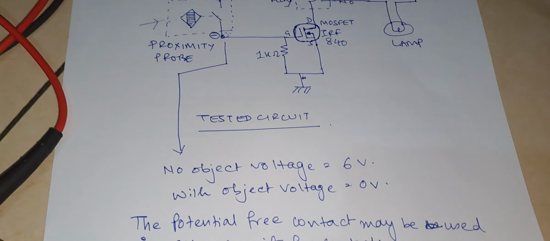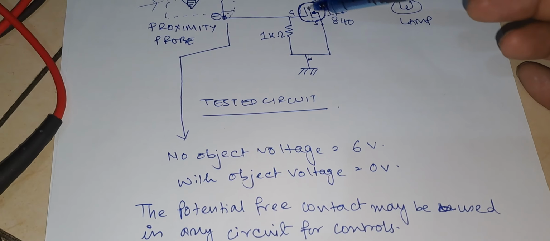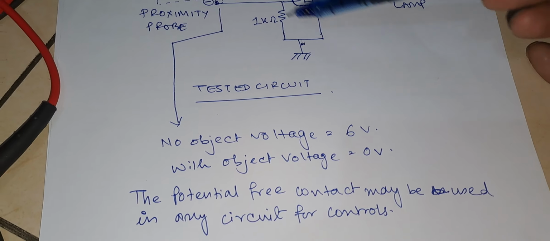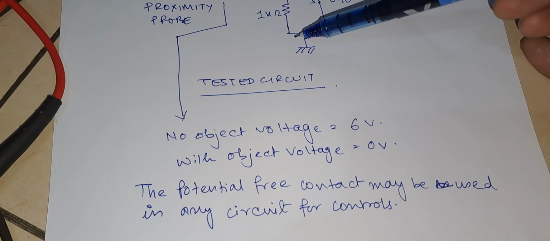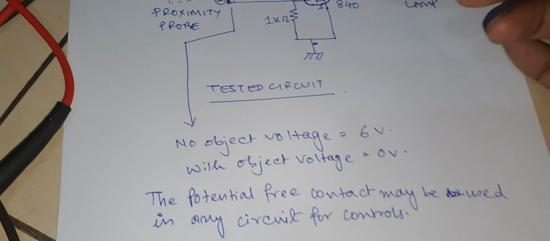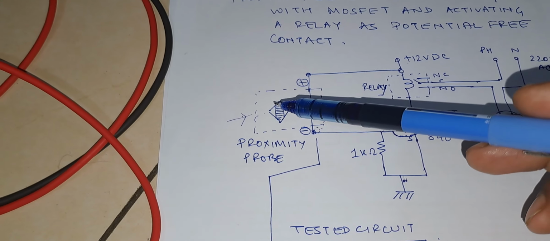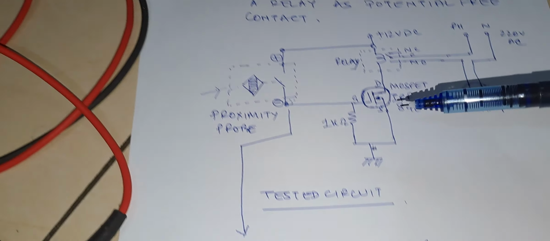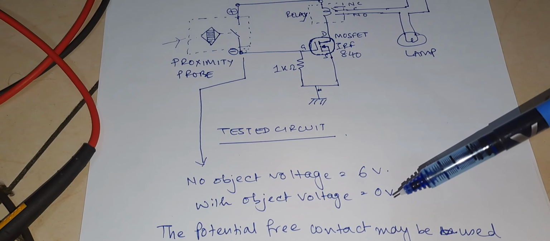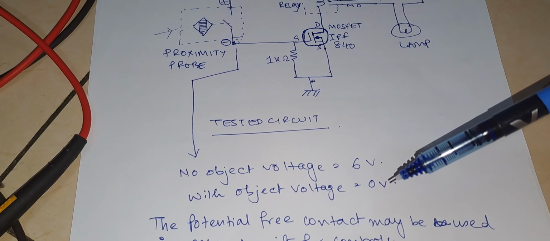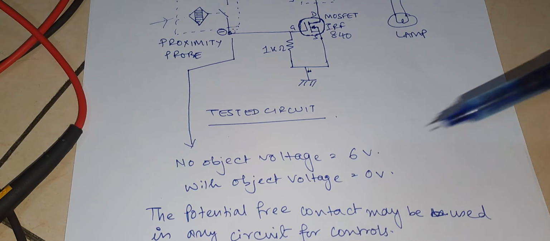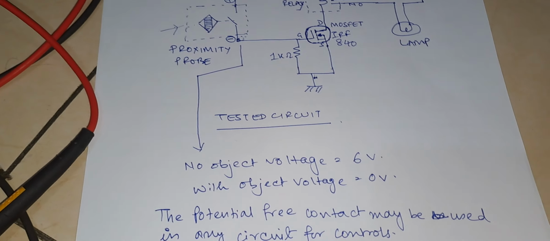What results I have seen is, between the drain and source, between these two terminals, the normal voltage is 6 volts. When I bring a metal piece in front of the proximity switch, this voltage drops to 0 volts and the MOSFET switches off. Okay, now I am going to show you the circuit.